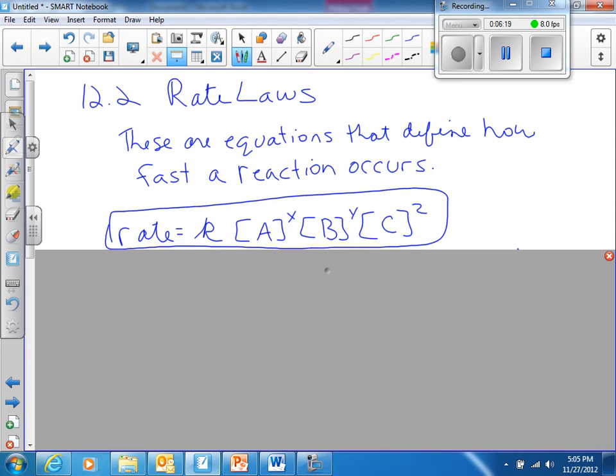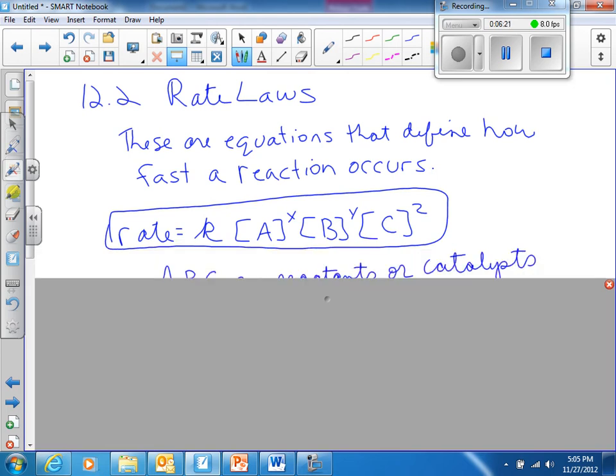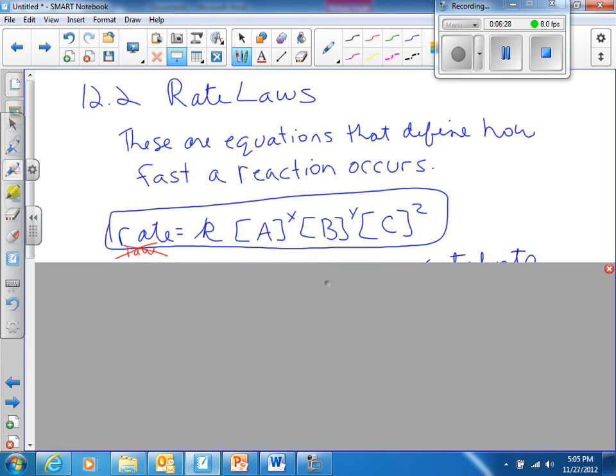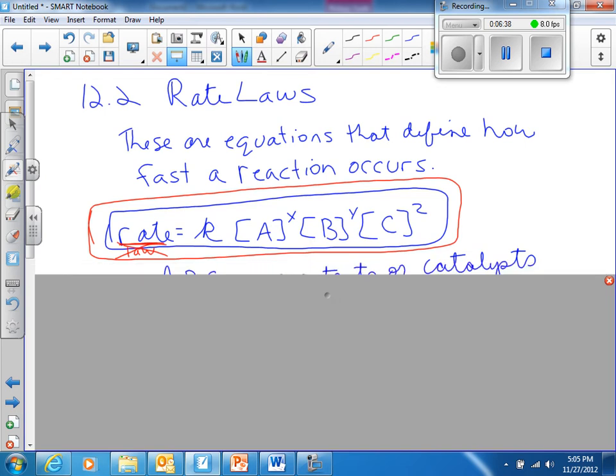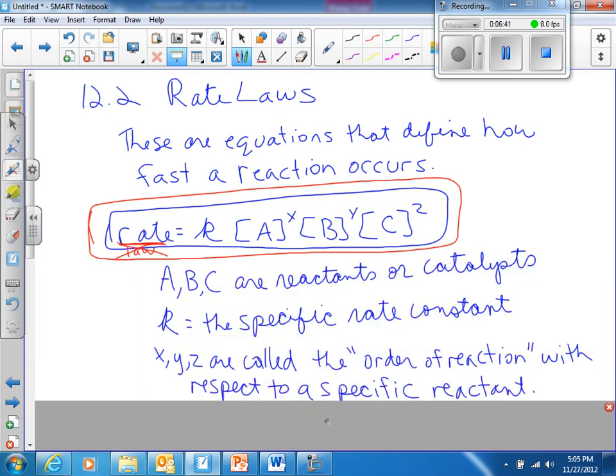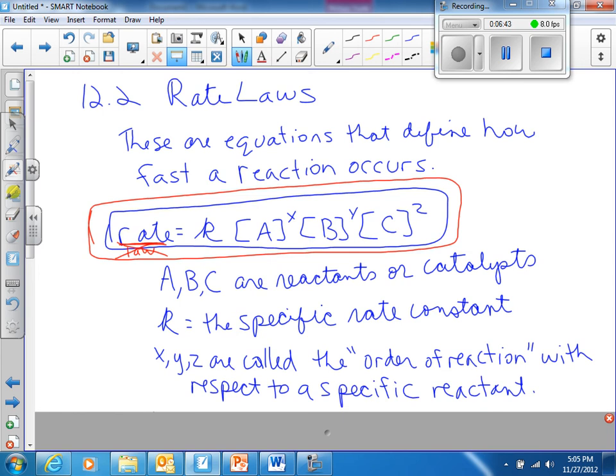And one thing that students often do: we do not write "rate law equals." Do not write rate law equals. This whole equation here is a rate law. But the rate law is that the rate is equal to... now, what are all these variables? Let's define all these variables. The rate equals k, the specific rate constant, times the concentration of each reactant raised to a power.